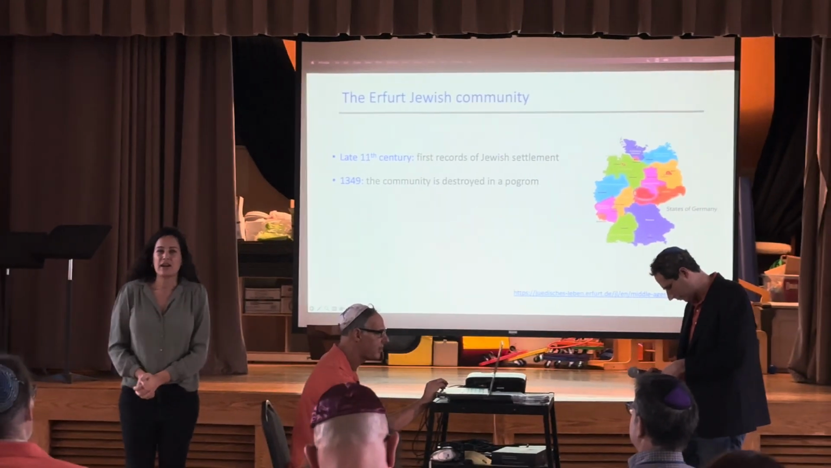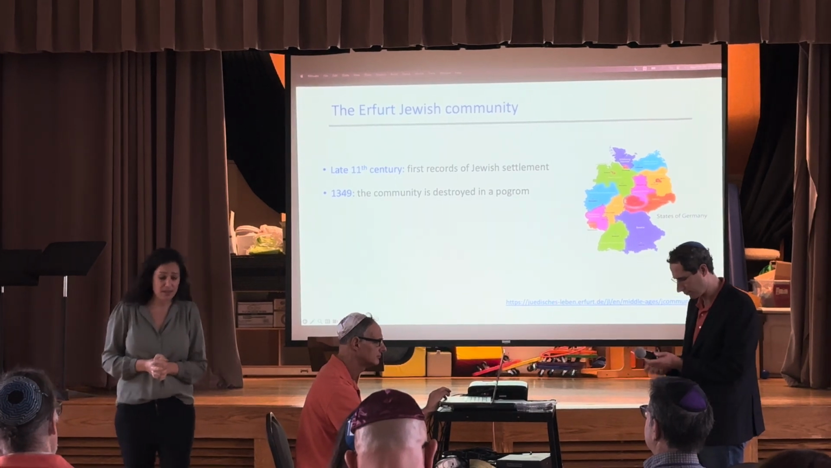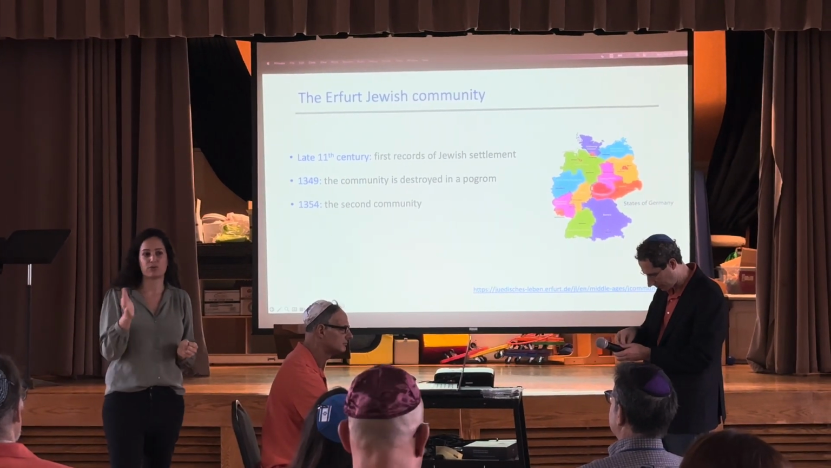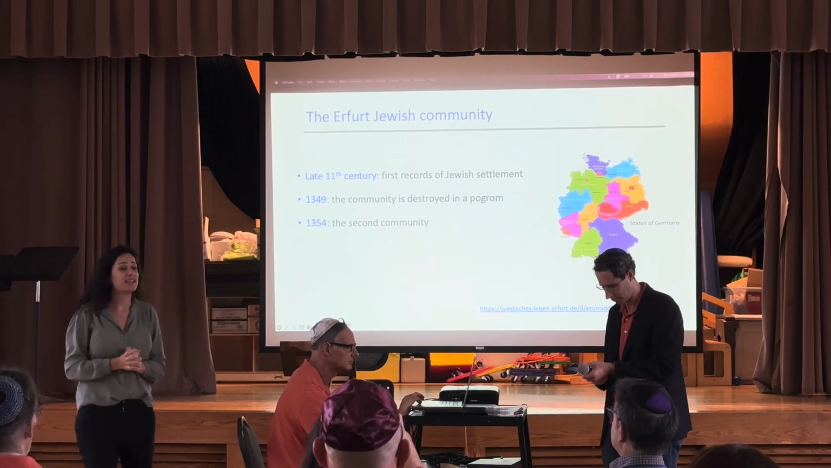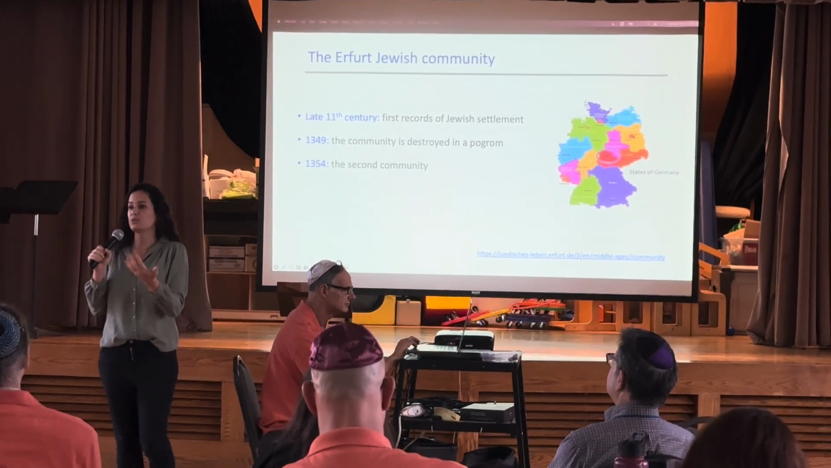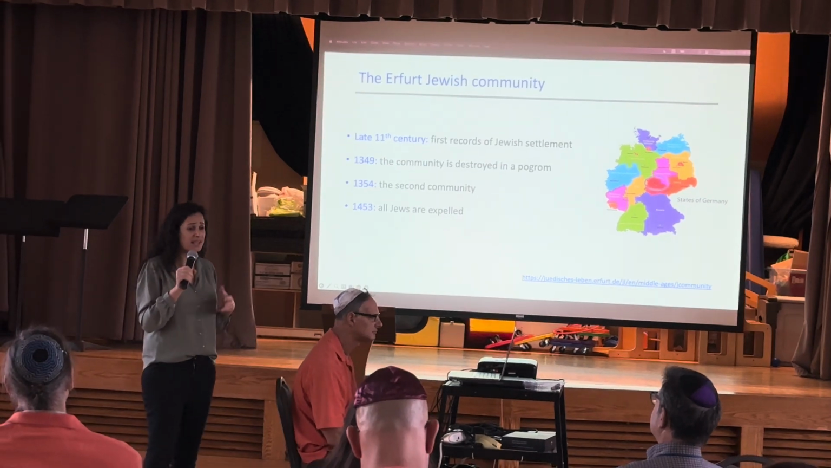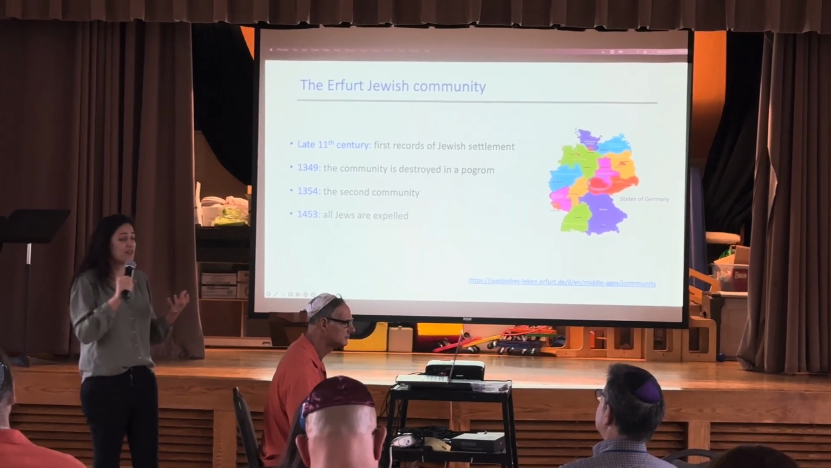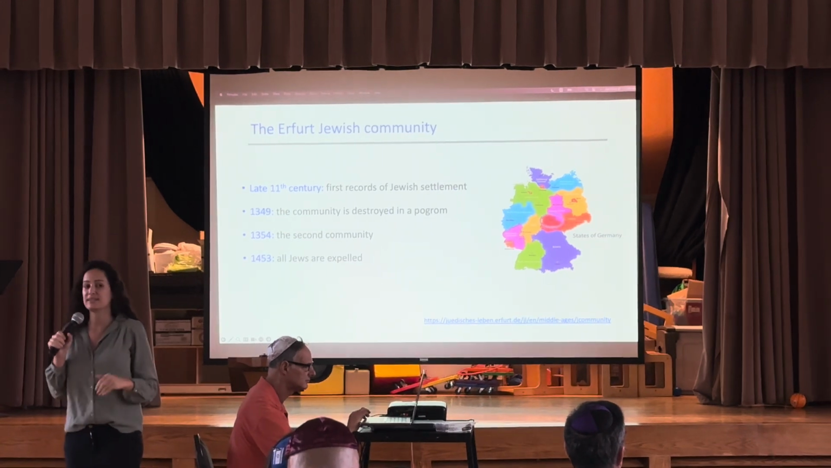And there are records of Jewish settlement in Erfurt starting from the late 11th century. But then in 1349 there was a wave of pogroms in the area, and most of the Jews in Erfurt were killed, and the community was completely destroyed. But then only 5 years later, the city invited Jews to come back to Erfurt, and they did come back and founded a second Jewish community in Erfurt. And this community was successful and became one of the largest communities in the region. But then only a century later, all Jews were expelled from Erfurt, and that was the end of Jewish presence in Erfurt until the 19th century.